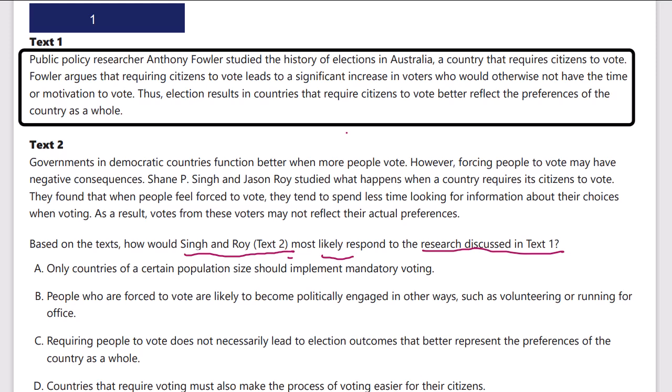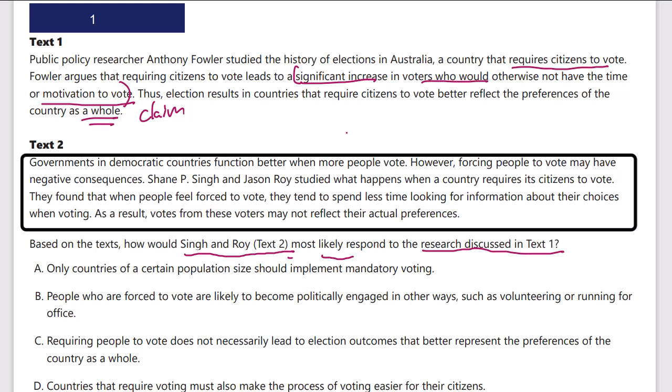Public policy researcher Anthony Fowler studied the history of elections in Australia, a country that requires citizens to vote. So they're required to vote. You don't just sign up like you do in the United States. Fowler argues that requiring citizens to vote leads to a significant increase in voters who would otherwise not have time or motivation to vote. So this is the claim. Thus, election results in countries that require citizens to vote better reflect the preferences of the country as a whole. Okay, so what would text 2 say?